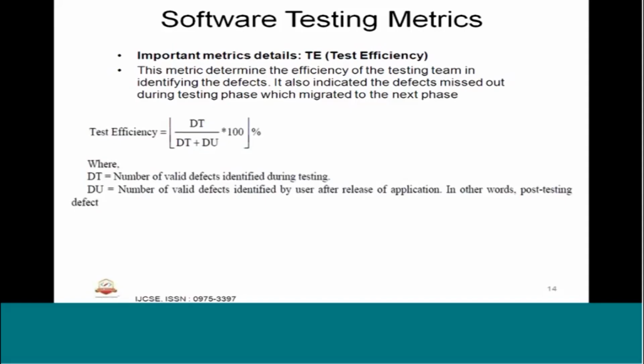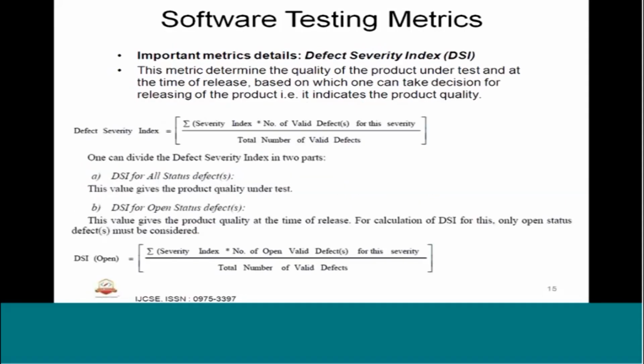Next one is efficiency. Efficiency is an important metric to determine the efficiency of the testing team in identifying defects and executing the software testing. Then we came to the defect severity index, in terms of how severe those defects are. This is calculated based on a formula: severity index times the number of valid defects for that severity, divided by the total number of valid defects. That will give the severity index.